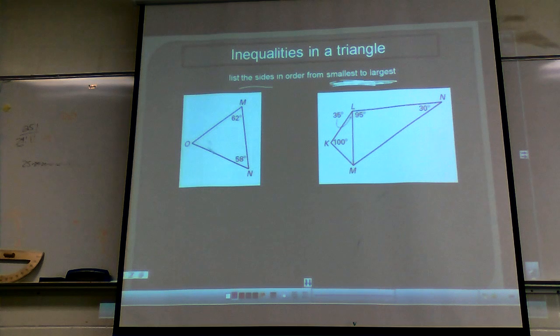All right, so the first thing I would do here is find the measure of angle O. What would be the measure of that angle? Or what should I do to find the measure of that angle? Yeah, so I would add the 62 and 58 and subtract it from the 180.